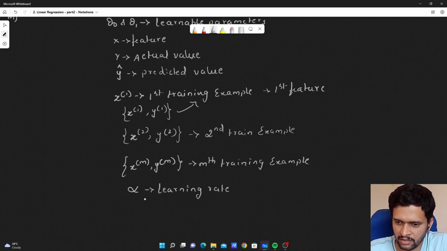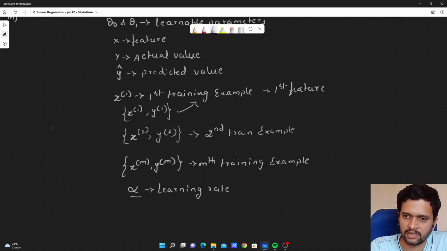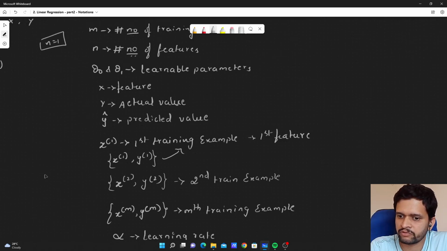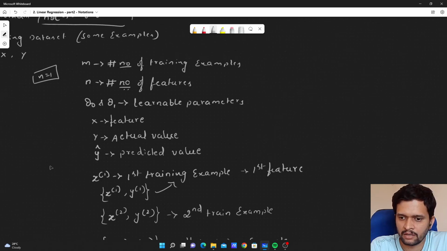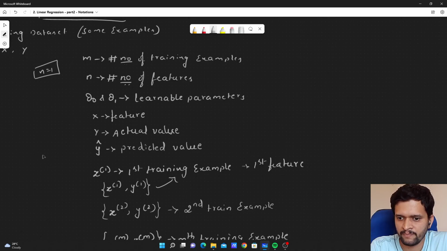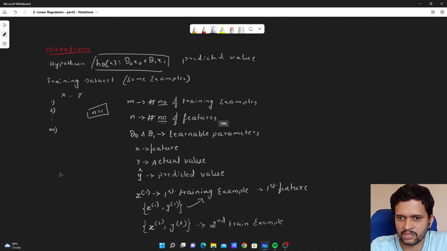So this symbol here, it's called as alpha, and we call it as learning rate with respect to machine learning. Okay, so these are some of the important notations that I want you guys to remember, so that it will be easy for you to understand the gradient descent algorithm. Okay, so hope these notations are clear to you guys.